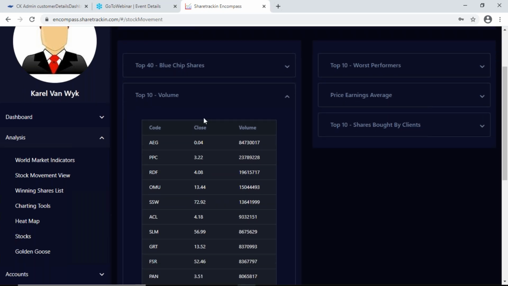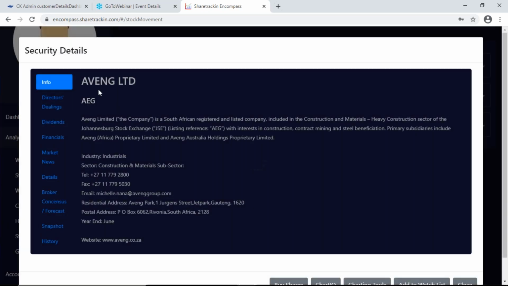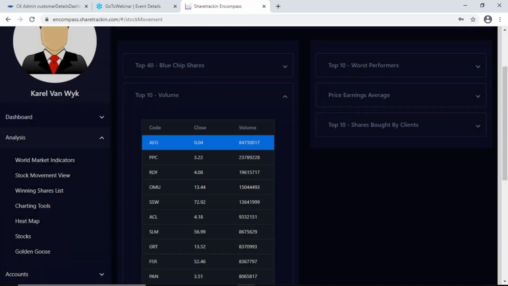Top 10 volume is the number of shares that traded hands during a trading day. So that was the number of shares that was bought and sold in a day's time. That is what volume stands for, the number of shares that traded hands. So this is for the month. I get the company's code, the closing price, the volume. So the volume is then for the month, not the day. And again, if I do click on the share, like AEG, I would get Aveng Limited and I would get a brief description of the share. I'm just going to click on close there.